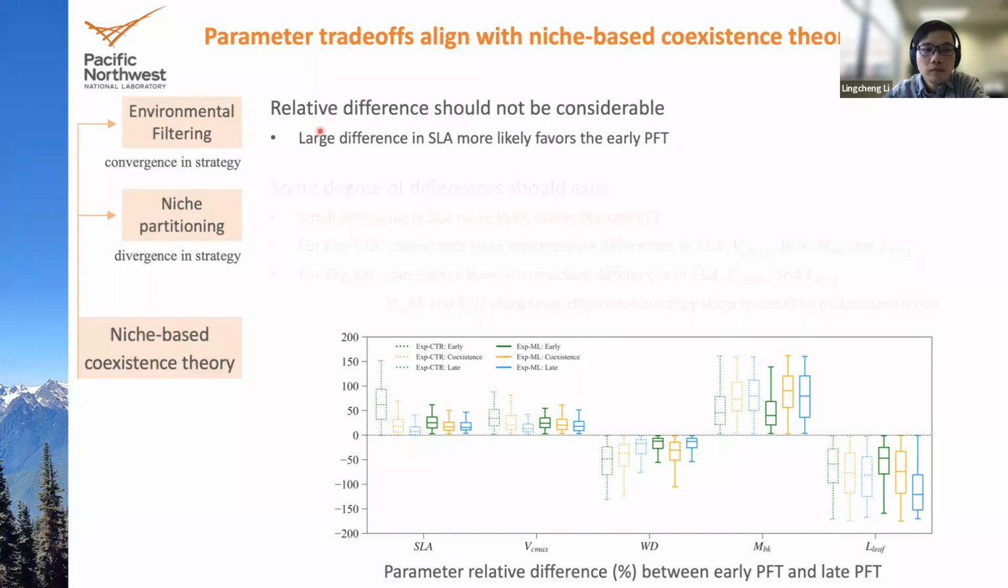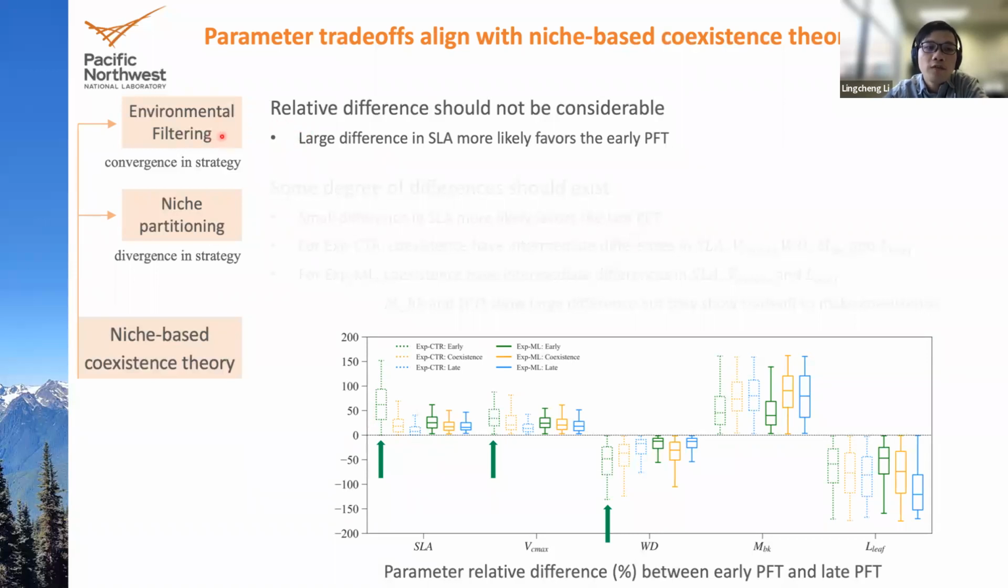First, in our experiments, the relative difference should not be considerable. If you have a larger difference, for example in specific leaf area between the early and the late, it becomes more favorable to the early. The green color is the early. So if you have a larger difference in traits, it will more likely favor the early PFTs. If you should have the coexistence, you should not have a much larger difference.